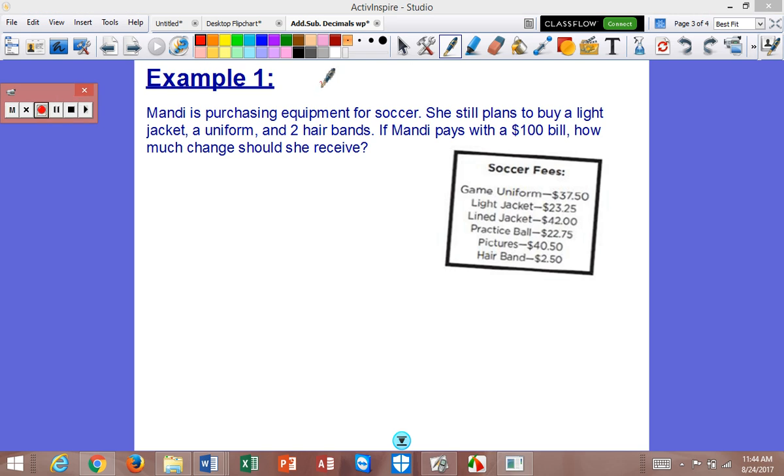Alright, so example 1, Mandy is purchasing equipment for soccer. She still plans to buy a light jacket, a uniform, and 2 hairbands. If Mandy pays with a $100 bill, how much change should she receive? So I'm going to set up a UPS check.